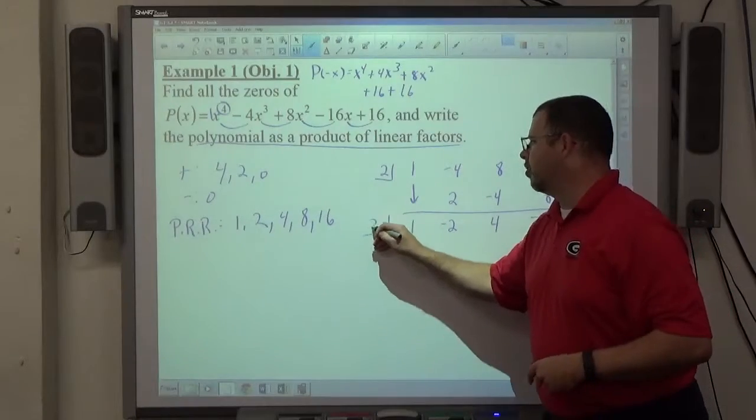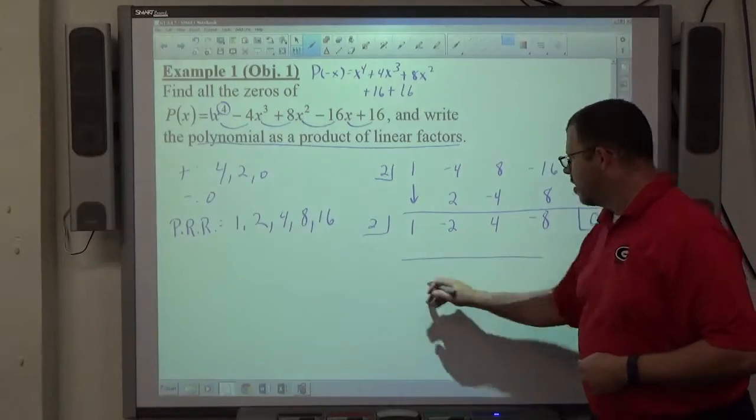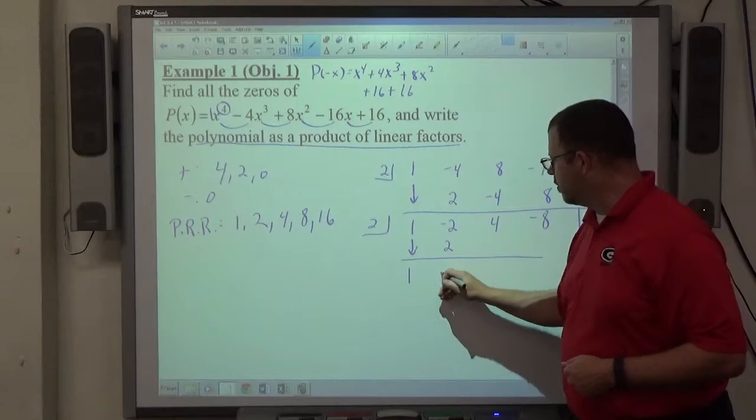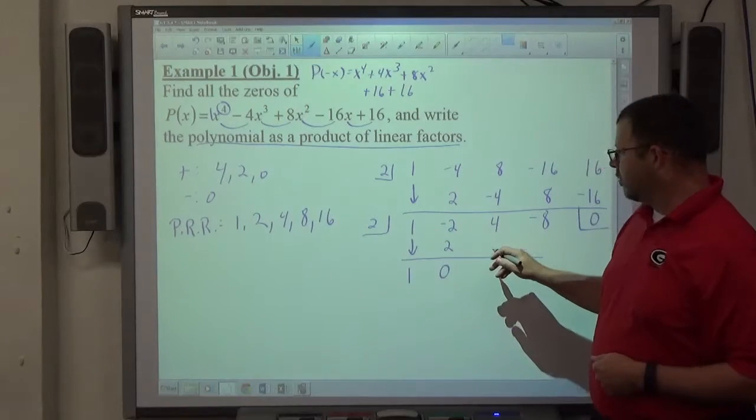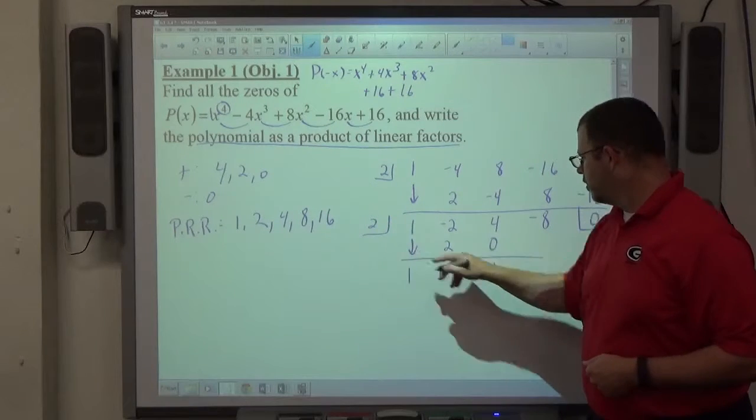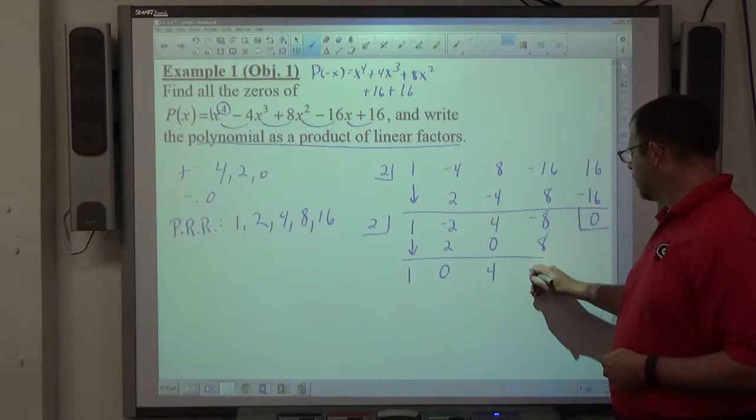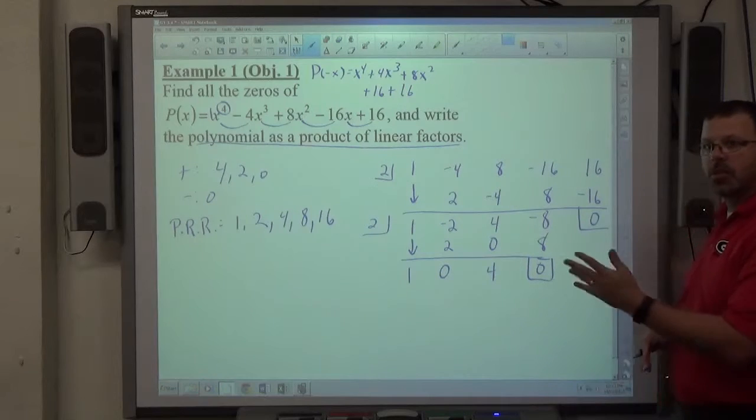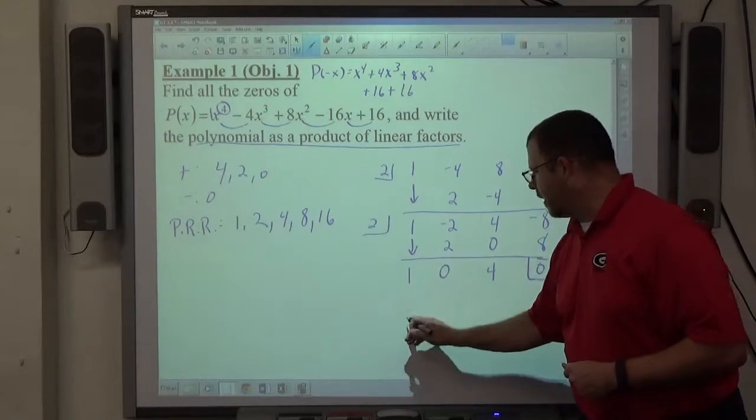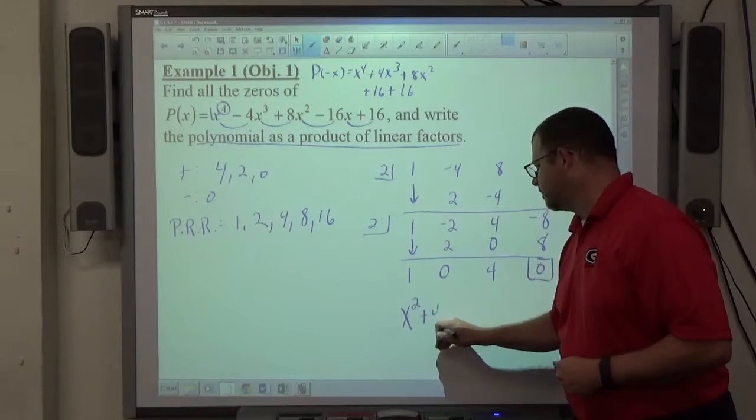I'm assuming 2 works again. Bring the 1 down. 2 times 1 is 2. Negative 2 plus 2 is 0. 2 times 0 is 0. 4 plus 0 is 4. 2 times 4 is 8. Negative 8 plus 8 is 0. Remainder 0 implies that 2 works twice. My reduced polynomial now is going to be x squared plus 4.